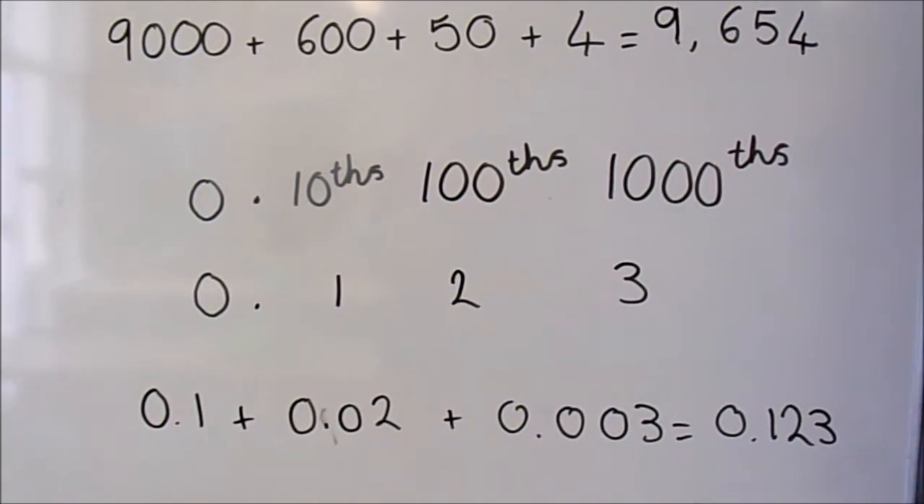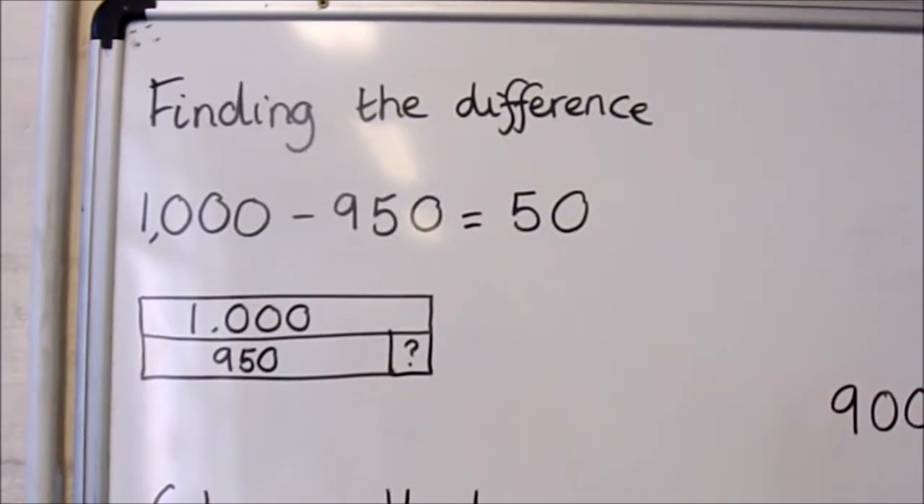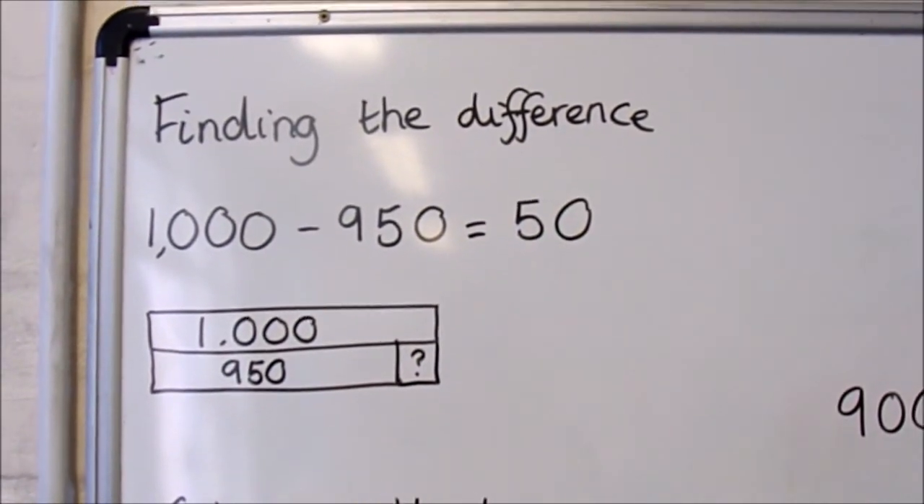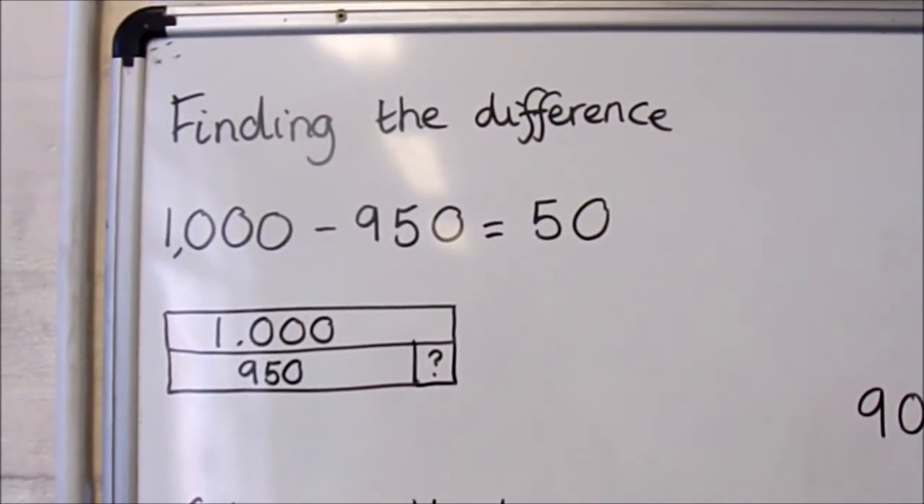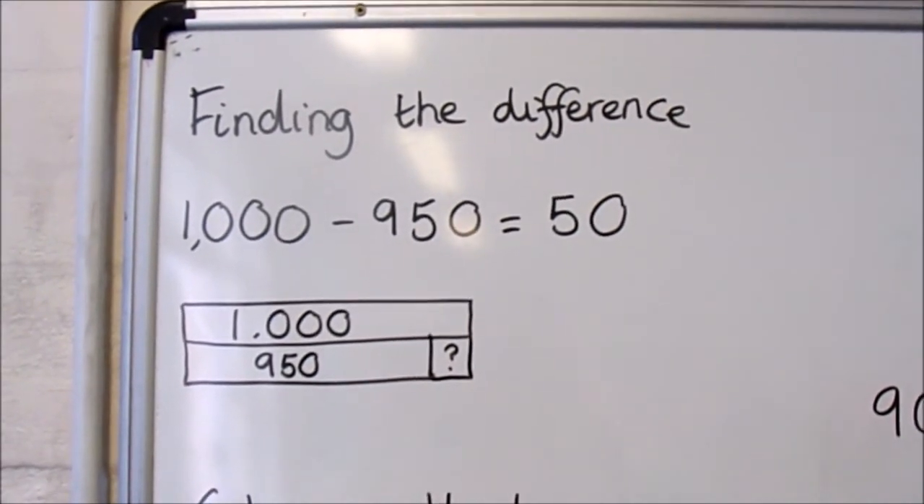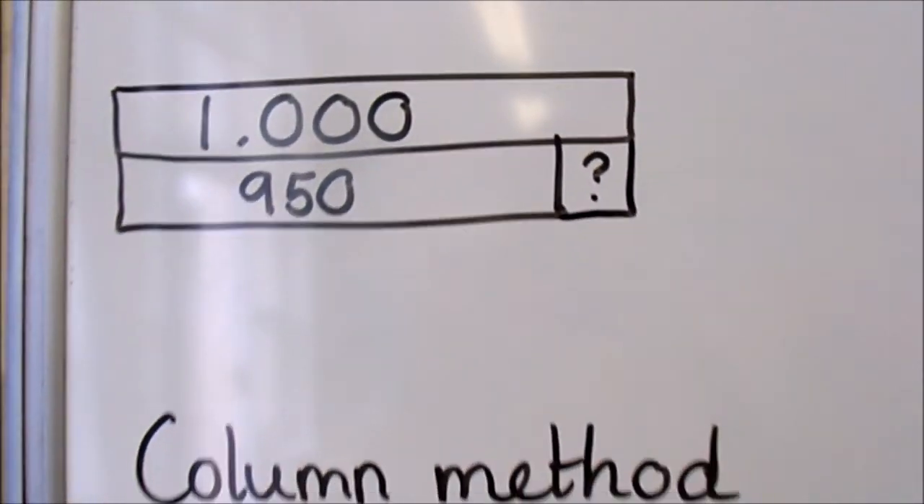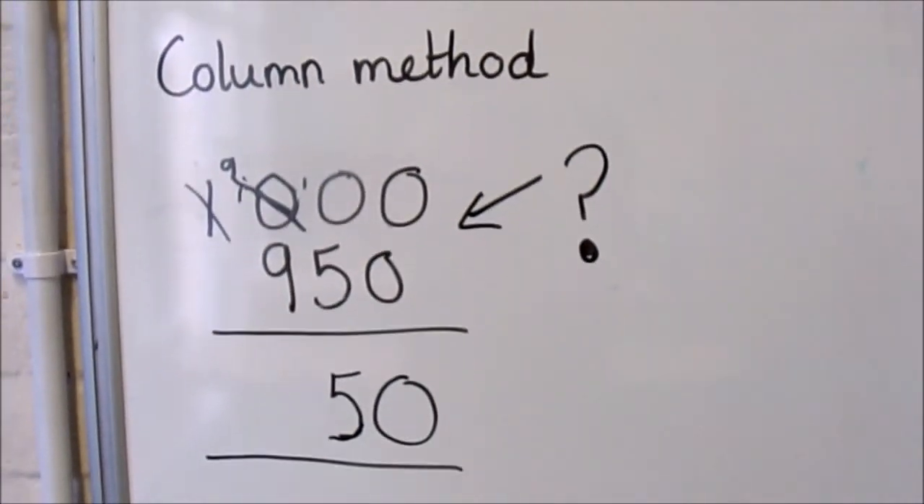We encourage children to be efficient with their methods throughout the school, as they do not always need to use a formal written method. For example, 1,000 take away 950. Children should be able to identify that the difference between these two numbers is 50. Using a formal written method in this instance would take much longer.